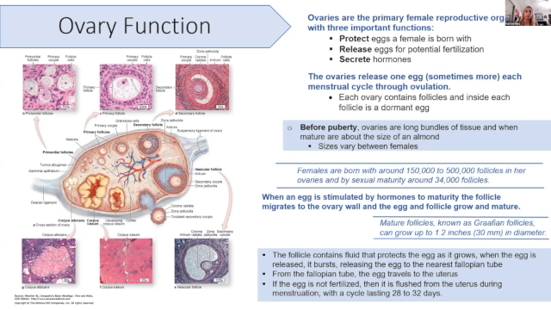From the fallopian tube, the egg travels to the uterus, and if it's not fertilized, then it's flushed out of the uterus through menstruation, which is a cycle that lasts 28 to 32 days.